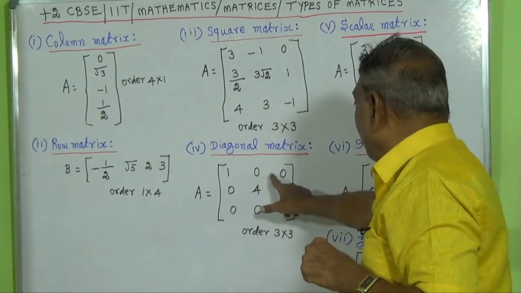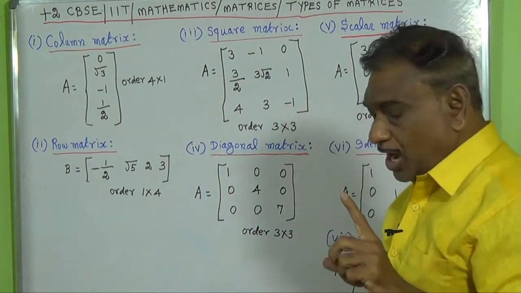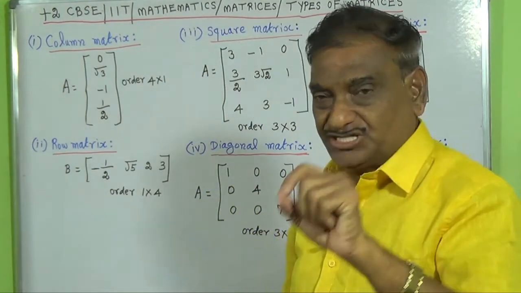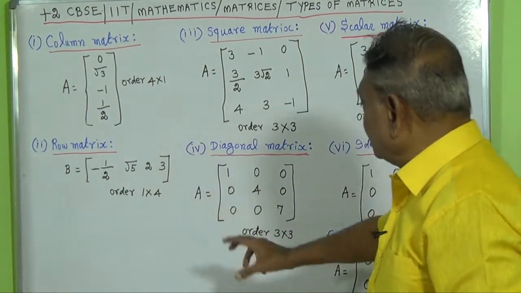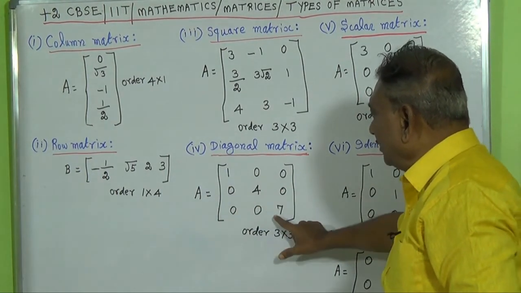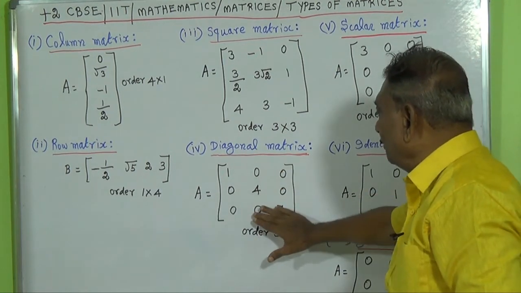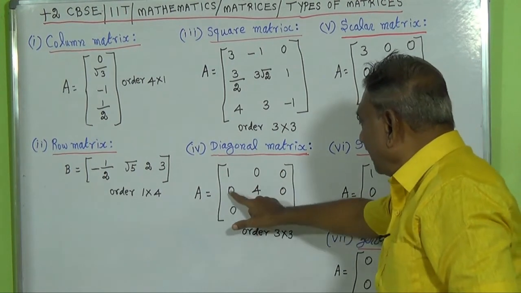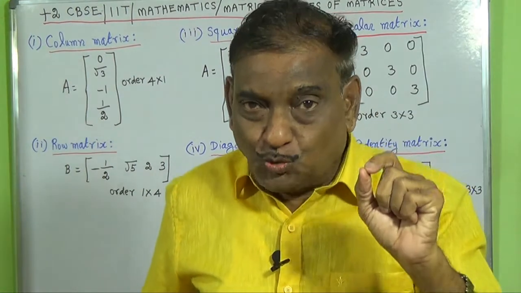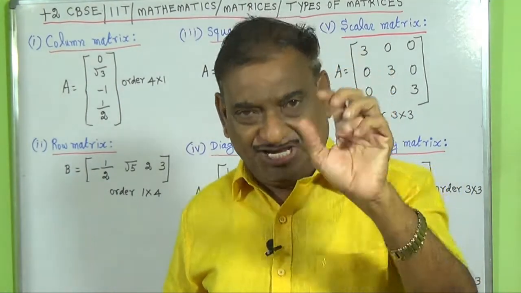Here there are 3 rows and 3 columns. That is, the number of rows is equal to the number of columns. The first condition is satisfied. The second condition, there should be elements only in the diagonal. The non-diagonal elements should be 0. These are the non-diagonal elements. These are 0. That is why this matrix is called a diagonal matrix.